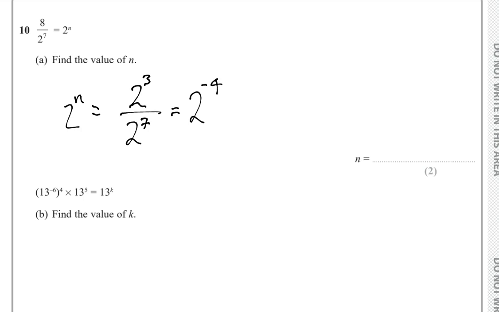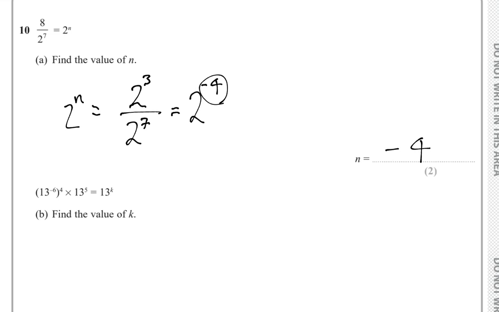Okay, and you can check that out. You can type in 2 to the minus 4 and it'll give you the same answer as if you've got 2 to the 3 divided by 2 to the 7. So what's the value of n? Well, n is the power here, so n is minus 4.